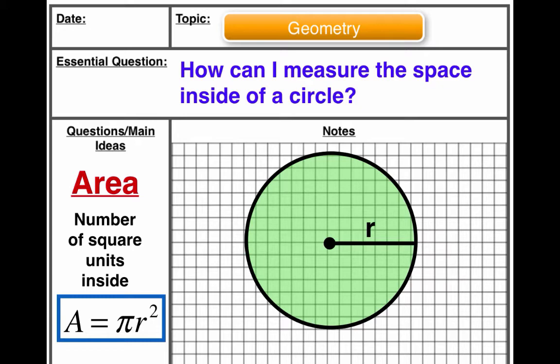Pi r squared. Pi is that funny little 3.14 number that circles have this great relationship with. And r squared is that radius squared. And we're going to use the formula today in some examples to kind of practice.